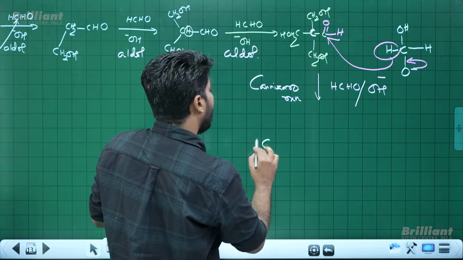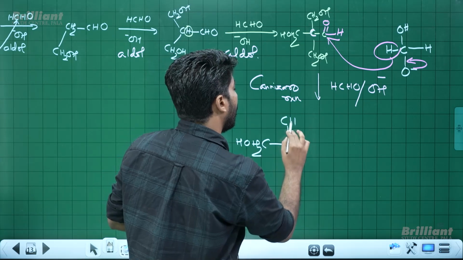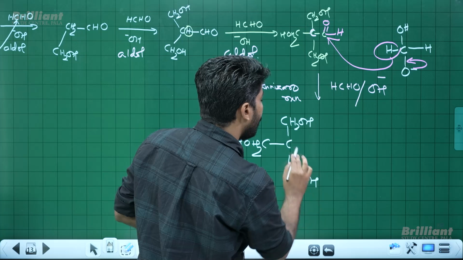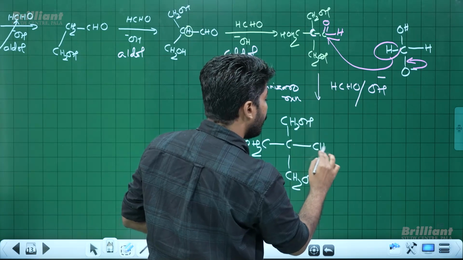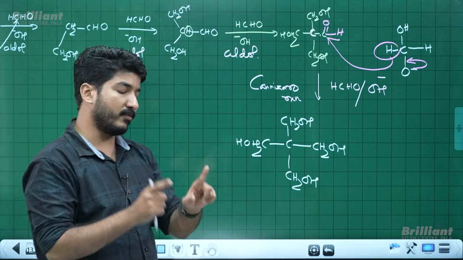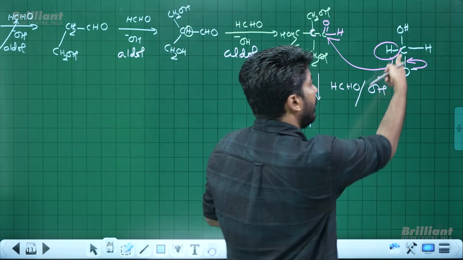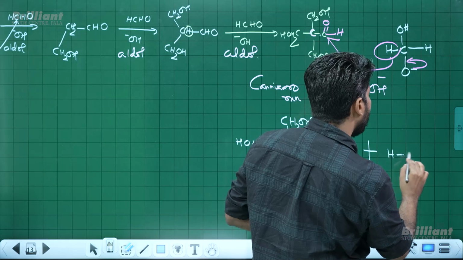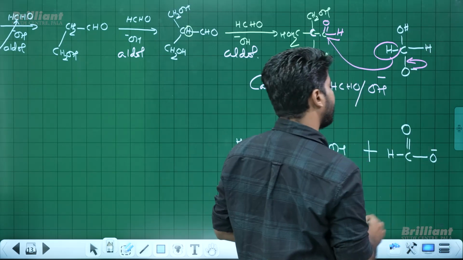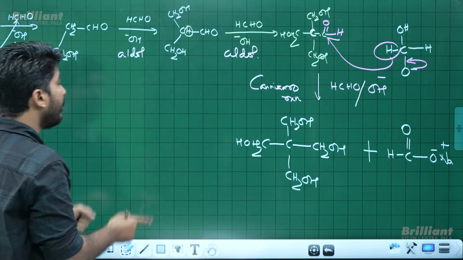One of the products will be this particular alcohol, which is a reduction product. The CHO group is reduced to CH2OH, so C surrounded by 4 CH2OH groups. Now the oxidized product will be formate. One more hydrogen is remaining there, so HC double bond O minus Na plus, sodium formate. Sodium formate will be the other product.